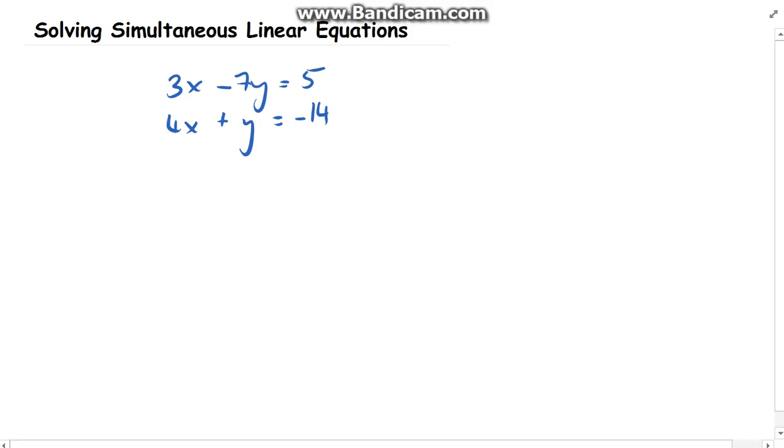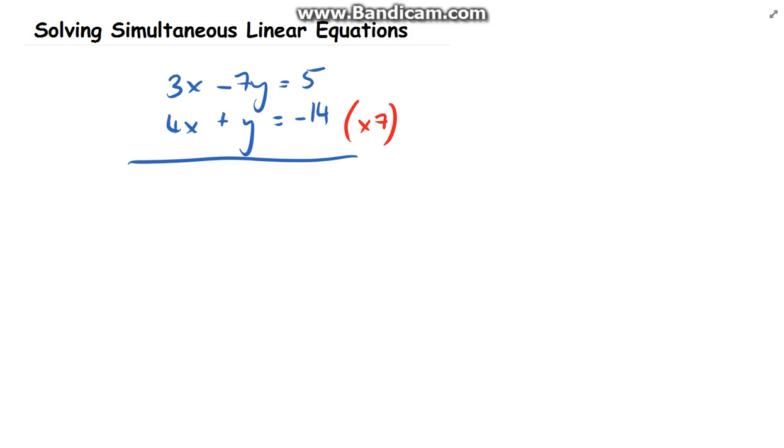We know the first thing that we do is either get the x's or the y's to be the same number. In this case, we're going to pick the y's because the fact that they're different signs will help us in the next step. If we want to make the y's the same number, we have to multiply the bottom line by 7, because then we'll have 7y in the bottom as well. What we do to the y, we must do to the whole line, so don't forget that.